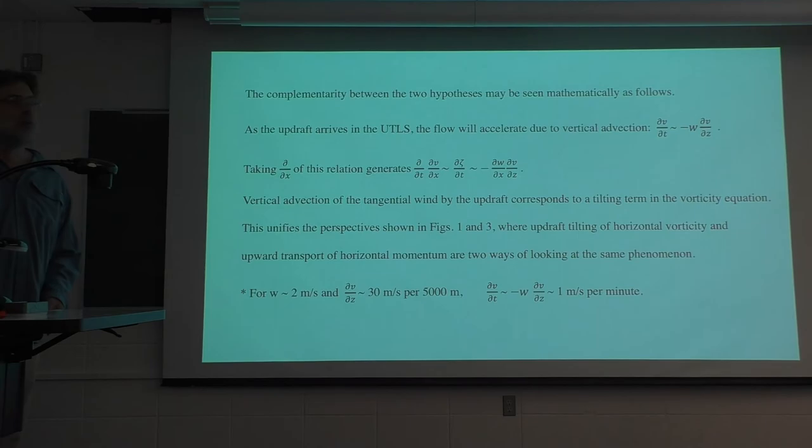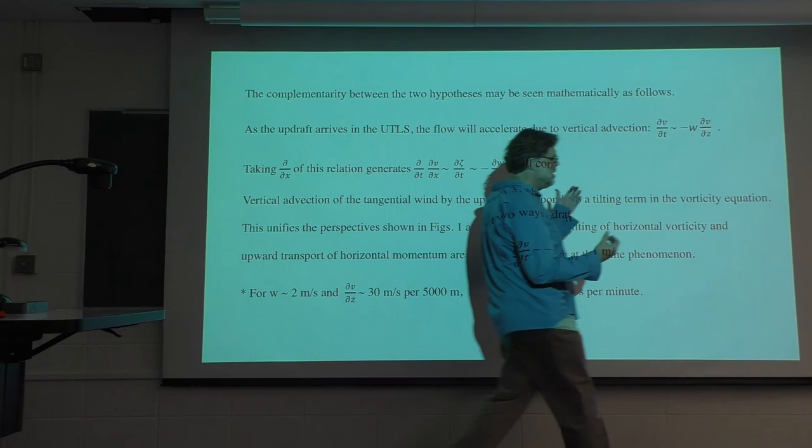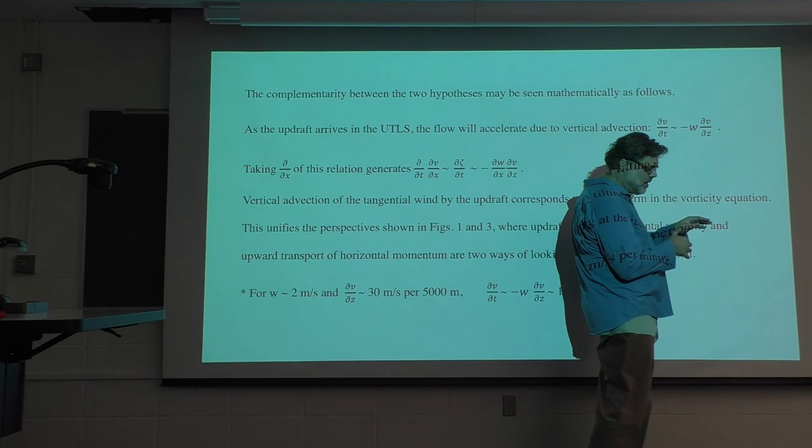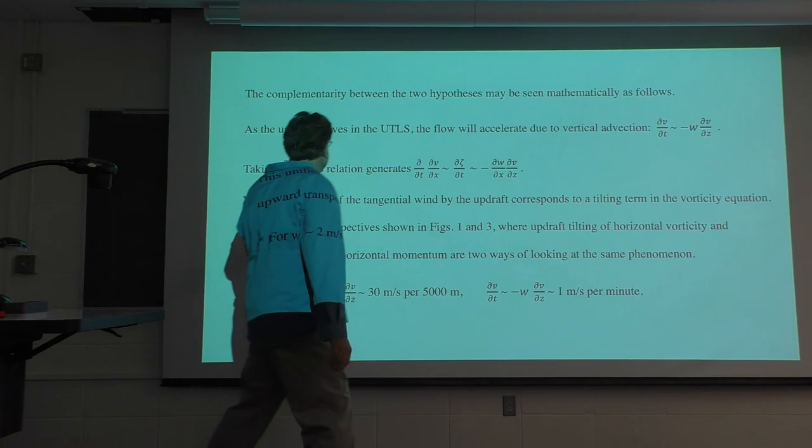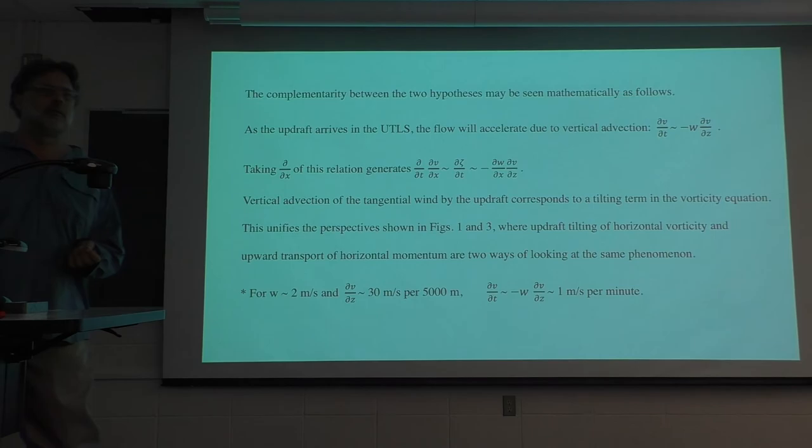So this just shows that the two ideas are pretty similar. How do you have a local acceleration in the UTLS? Well, if you're bringing air up, w dθ/dz, if you're bringing high polar flow air, cyclonic air, upward, that'll cause a local acceleration. And if you just take d by dx of it, then you get the tilting twisting term. So it's just one derivative that is the difference between these two concepts.